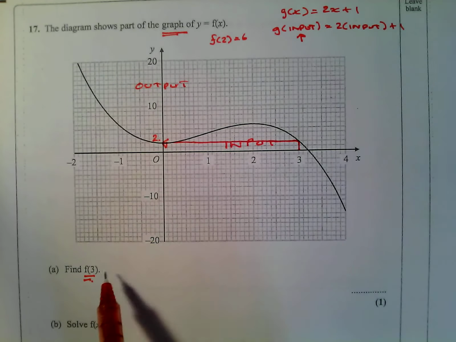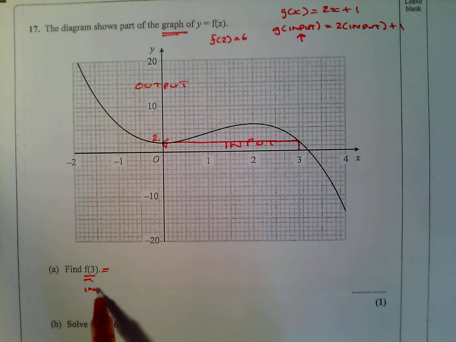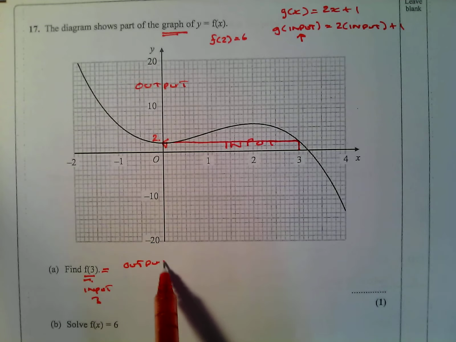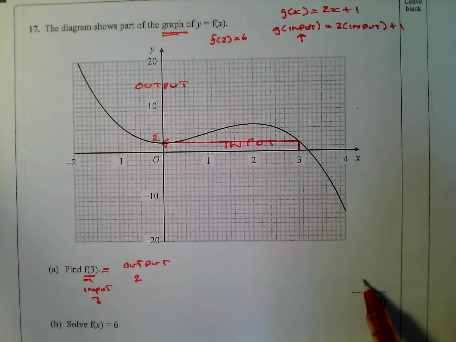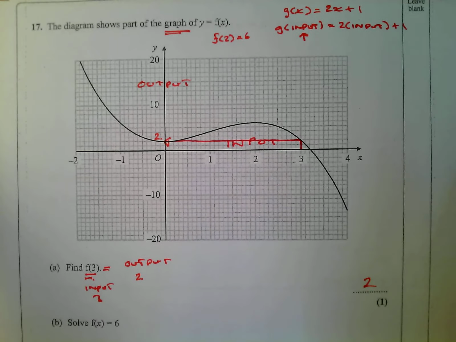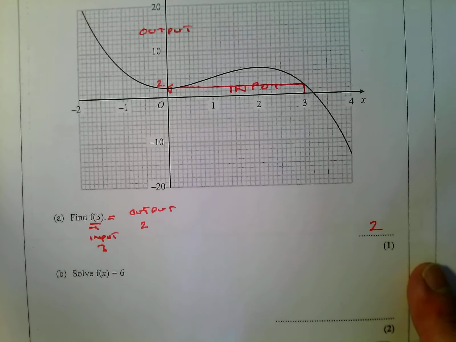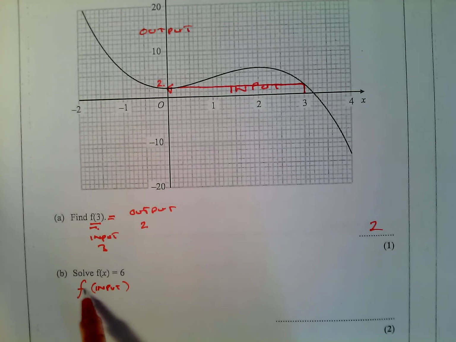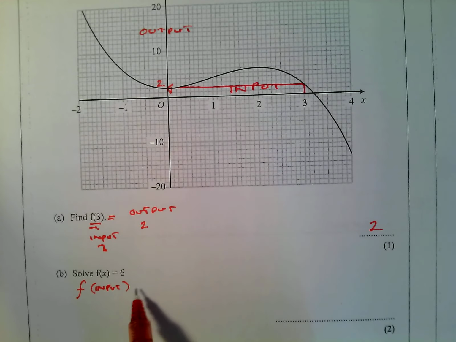But in this question, they want me to input 3. So 3 is here on the inputs. I'll go along to there and read off. The scale's pretty kind, with 10 dotted squares, so I'll make that 2. So my answer is, if you input 3, your output on the y-axis is 2. So the answer to the first one is 2.